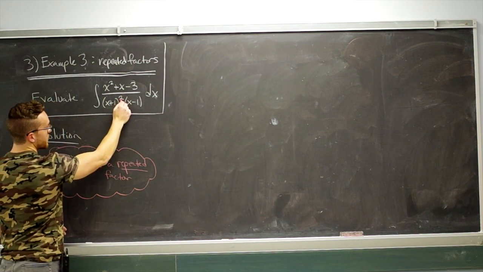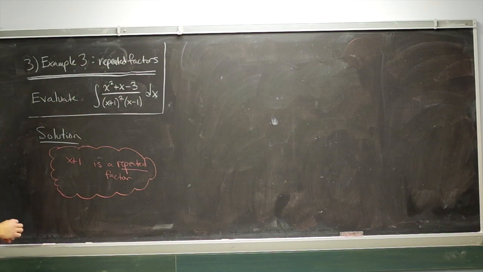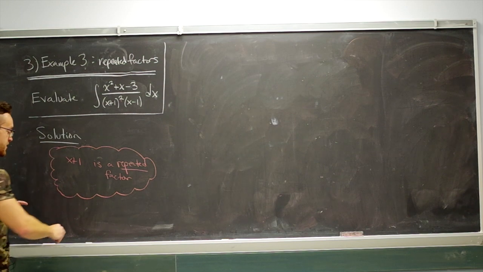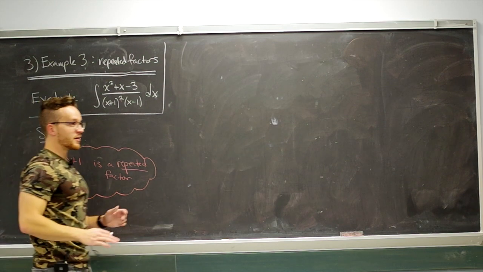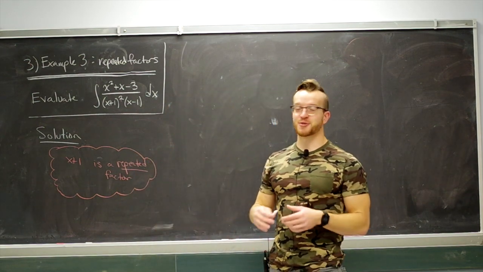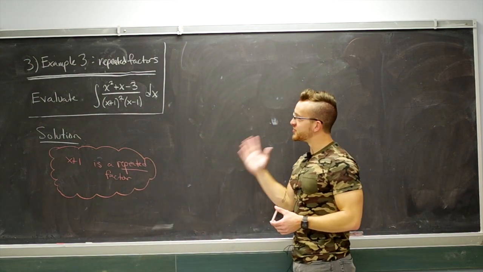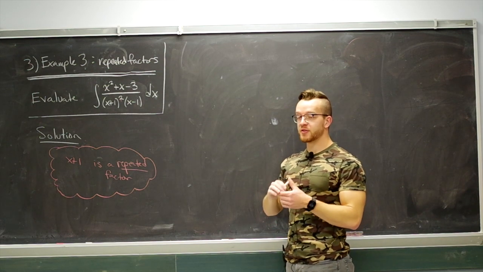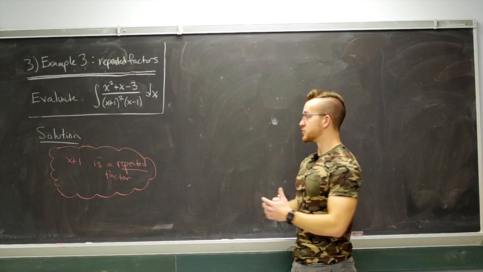Simply because of the 2 here. Okay. How do you deal with the repeated factor in a partial fractions decomposition? Again, I keep saying this, but it's math. You can do whatever you want as long as it's correct. There's typically a preferable way to deal with repeated factors, and that's what I'm going to show you.